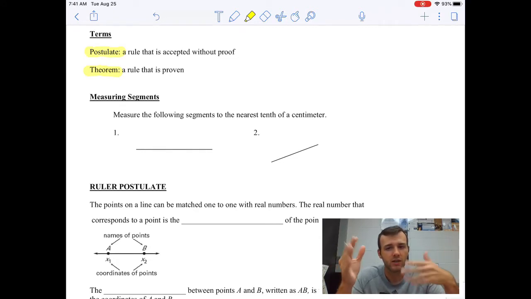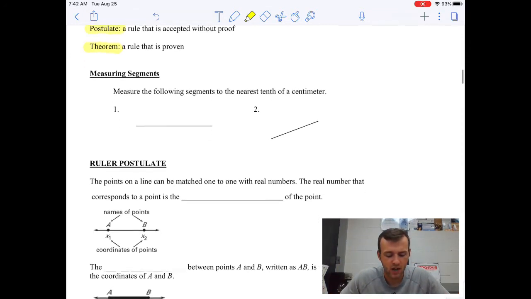I do want to take a second to say postulates are a lot like our points, lines, and planes. Those are those undefined terms that we just, I don't want to say assume, but they're undefined. We know what they are, and we're not really challenging it. Same thing with postulate. We're assuming that to be true.